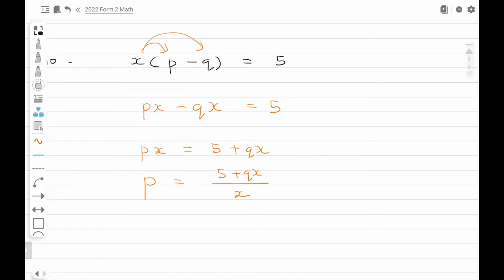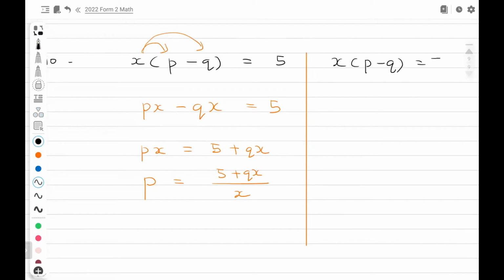The second method, you can compare. Okay, let me copy first. Now we want to make P the subject. P is here on the left side. So what we do now is we just move the x to the back. Then it becomes divide, 5 over x. P equals 5 over x plus q. Both are also correct. It's the same.